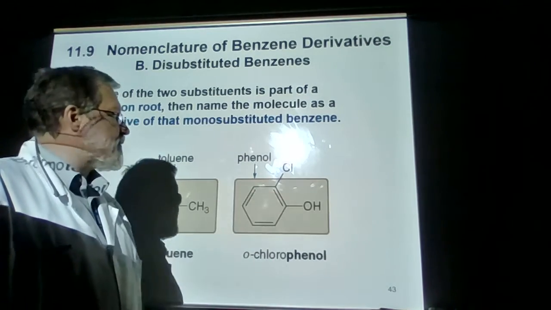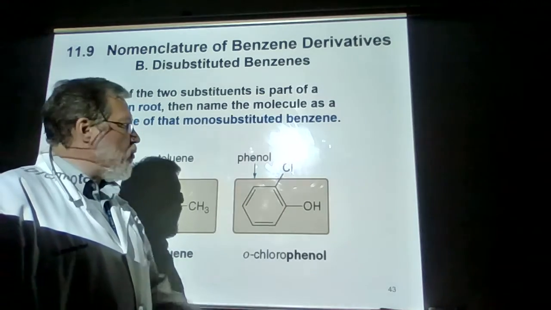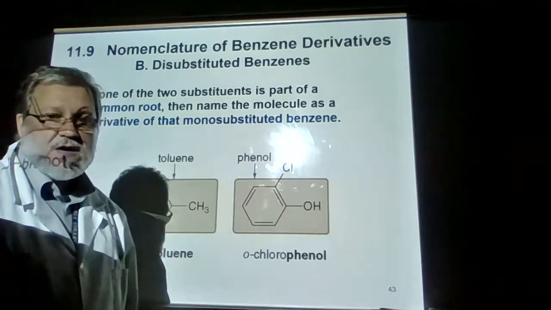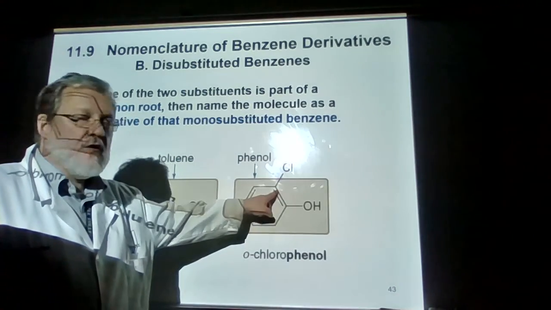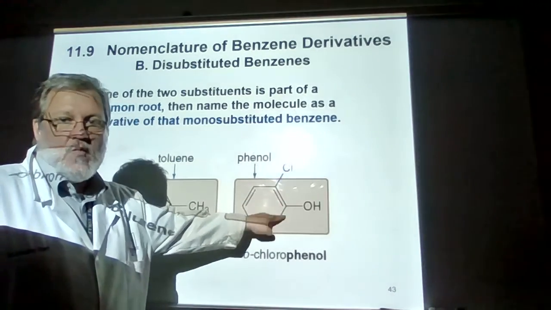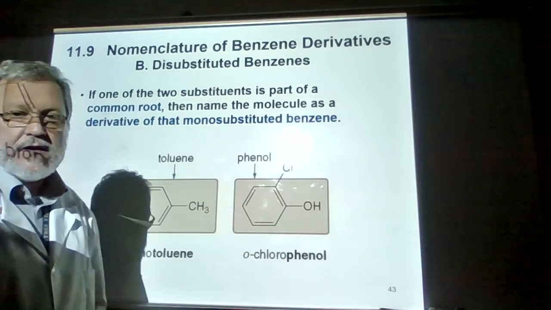So this is a substituted phenol. What is it substituted with? A chloro group. But where is the chloro with respect to the OH? The OH is 1. This chlorine is at the 2 position. So it's a 1-2 relationship, or an ortho-chlorophenol.